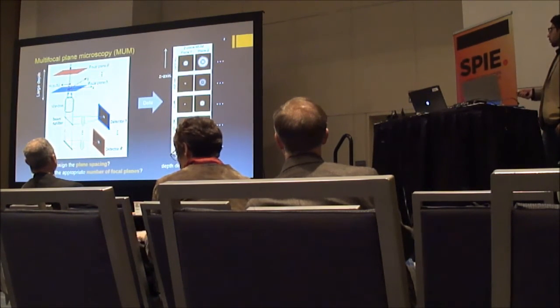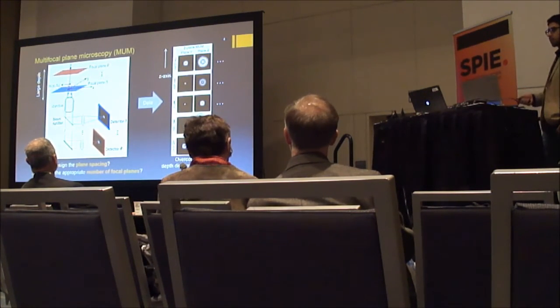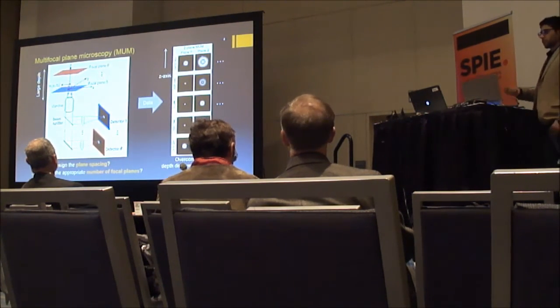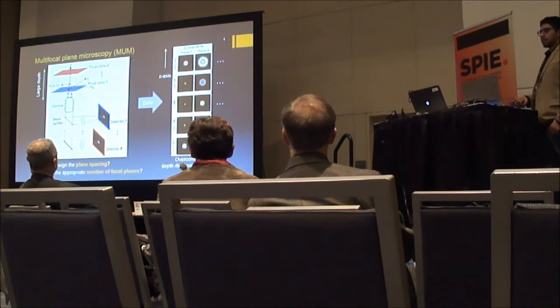And in that case, instead of having a pair of images, we would have P images per Z position. We need to process that. Now, the natural question arises as to how to design the plane spacing, because that would change the accuracy with which we can estimate the 3D location. And also, what is the appropriate number of focal planes?